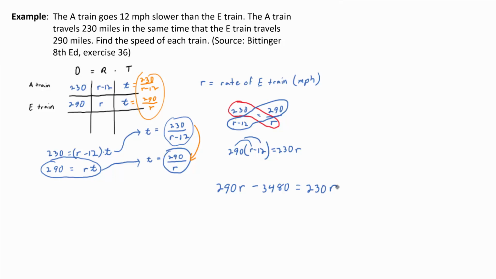Any questions on that? Okay. It's just a linear equation, isn't it? So how do we solve a linear equation? In other words, you don't see an r squared or an r cubed, so it's not like we're going to set everything equal to 0. We're going to get the unknown on one side and the constant on the other side, and then we're done. So what could I do? Subtract 230r. Easy enough. And then maybe add the 3480.